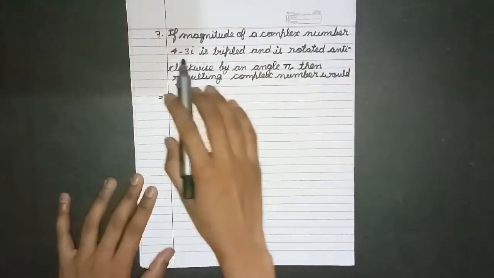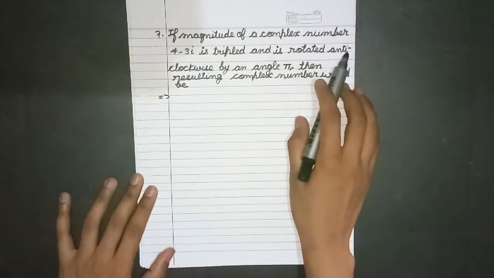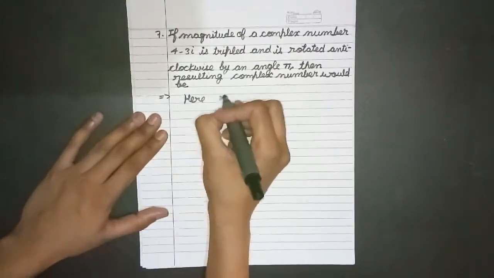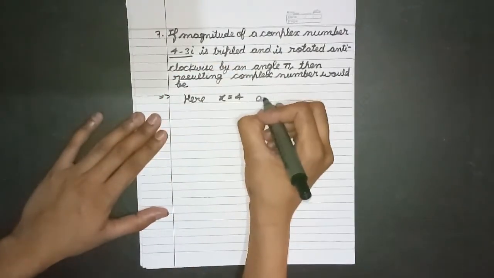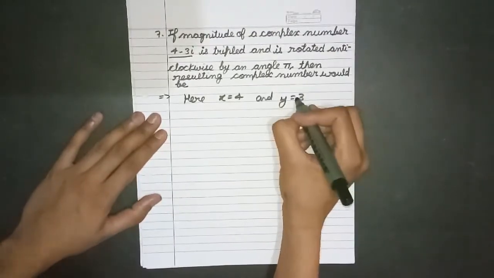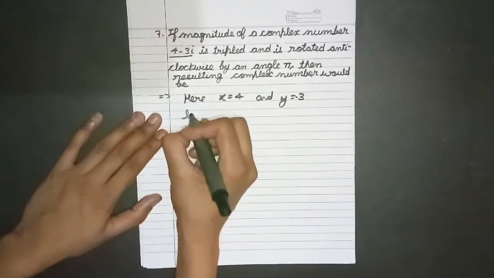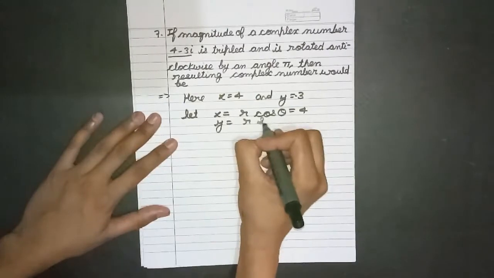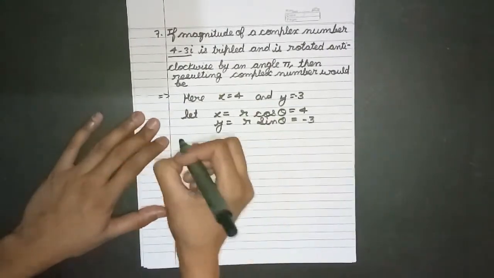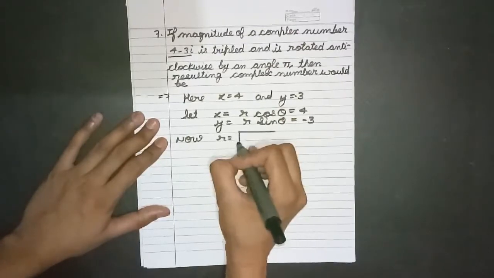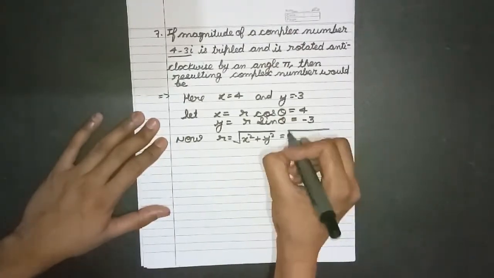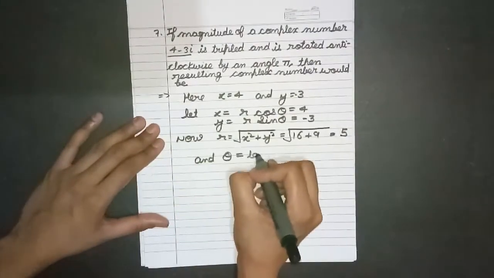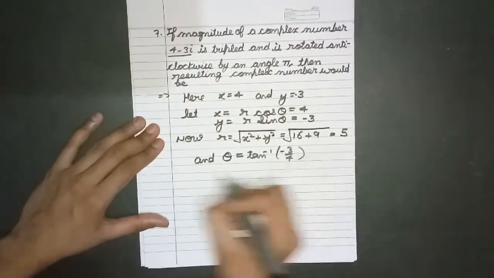Example 7. If the magnitude of the complex number 4 minus 3 iota is tripled and is rotated anti-clockwise by an angle pi, then the resulting complex number would be. So we have here x is equal to 4 and y is equal to minus 3. So let x is equal to r cos theta, that is equal to 4, right? And we have y is equal to r sin theta, that is equal to minus 3. So now r is equal to under root x square plus y square, that is equal to under root 16 plus 9, that is equal to 5, and theta is equal to tangent inverse of minus 3 by 4.